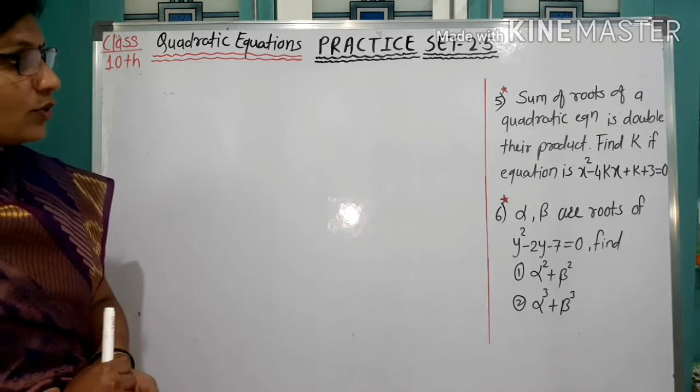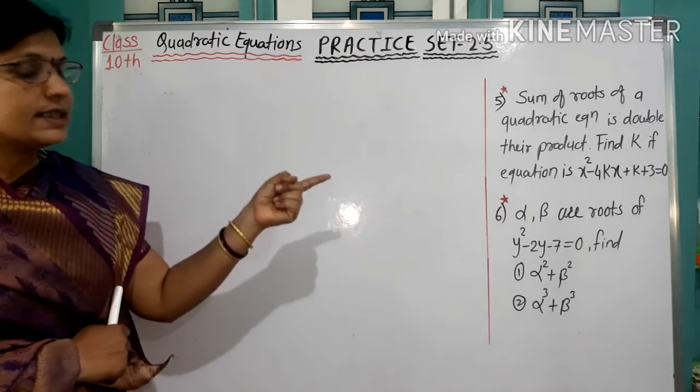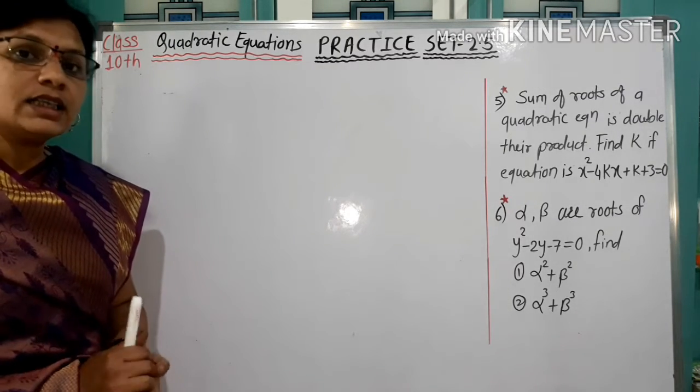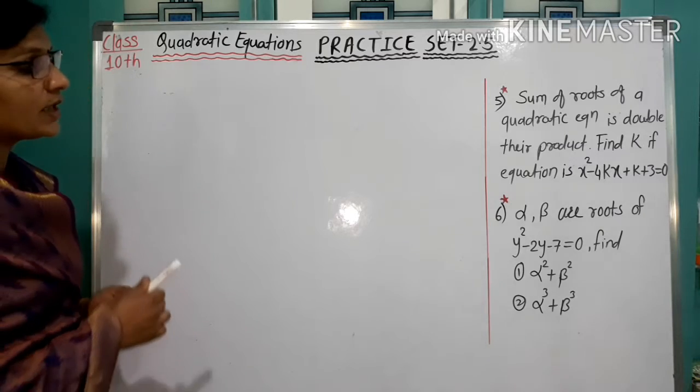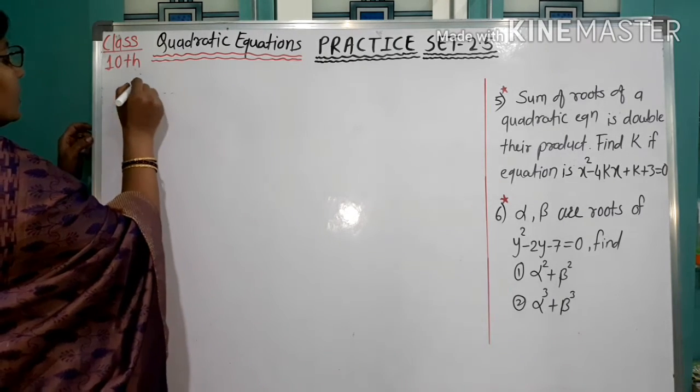Practice set 2.5, question number 5 and 6. These are the star questions. Let us solve these questions one by one. First, the given equation is 5.